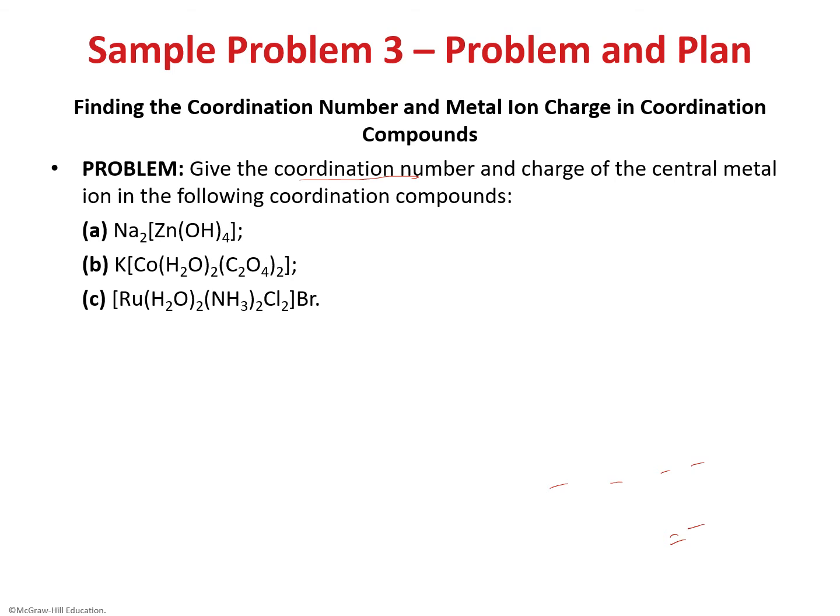Okay, so the second compound is potassium with cobalt, water, and remember C2O4 is an oxalate ligand, oxalate ion, so you should remember that. So if I start with my compound, it is potassium, in parentheses cobalt, water twice, C2O4 twice, parentheses. So the compound is neutral, and what is the complex ion? Whatever is in the parentheses is the complex ion. Whatever is outside is the counter ion.